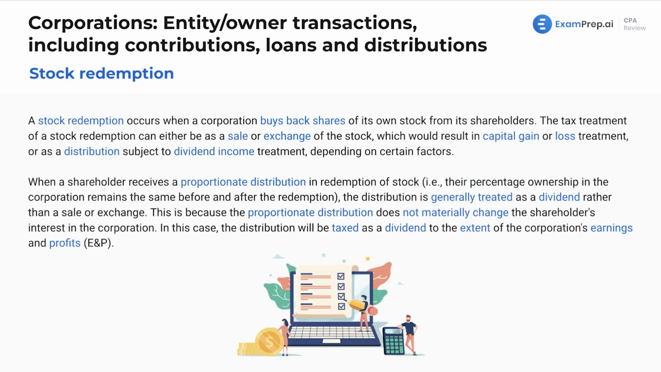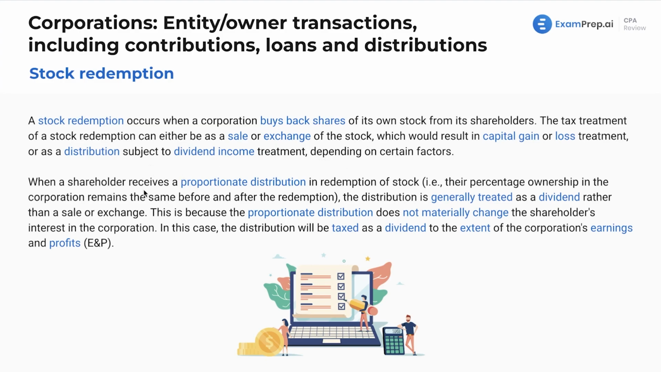And now we have a stock redemption. This occurs when a corporation buys back shares of its own stock from its shareholders. The tax treatment of a stock redemption can either be as a sale or exchange of stock, which would result in capital gain or loss treatment, or as a distribution subject to dividend income treatment, depending on certain factors.